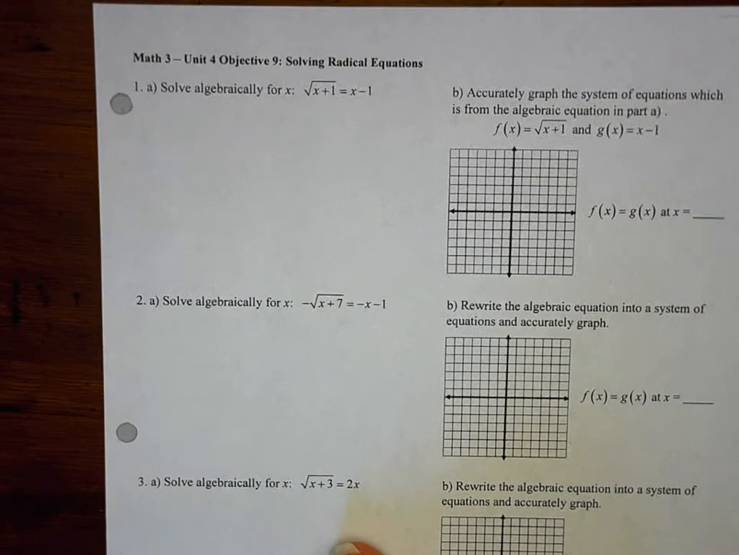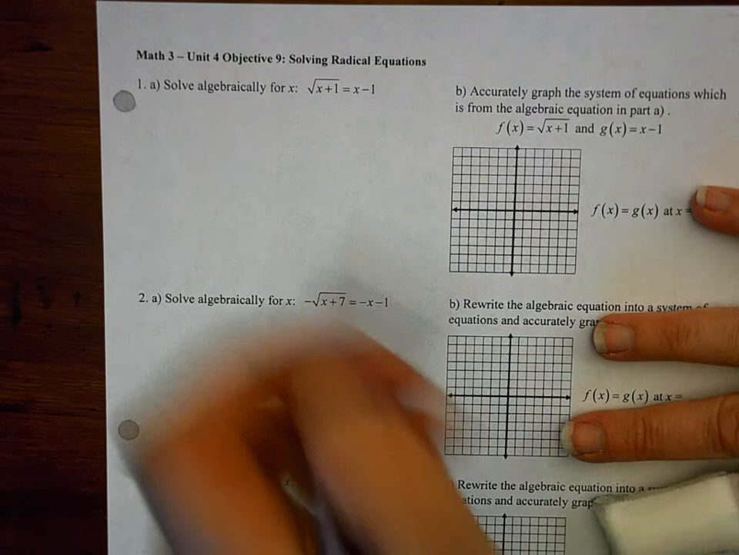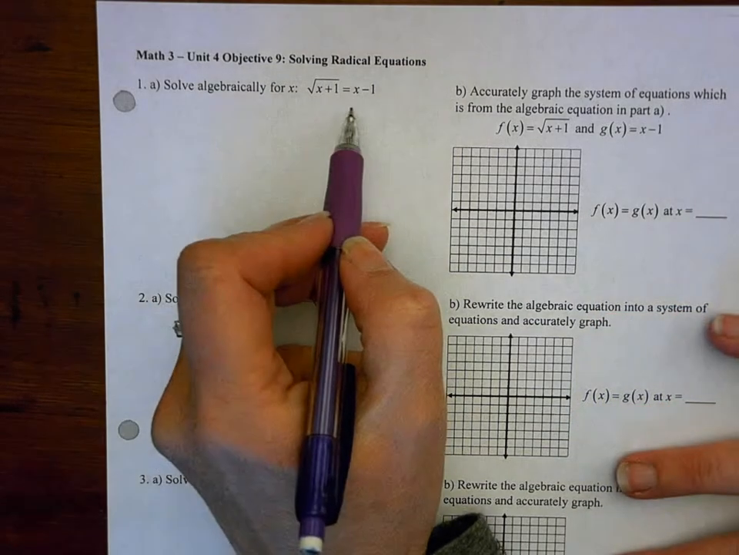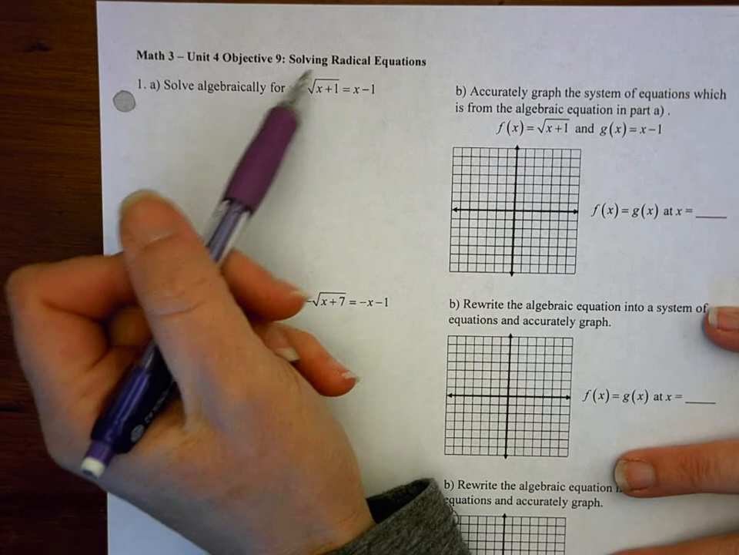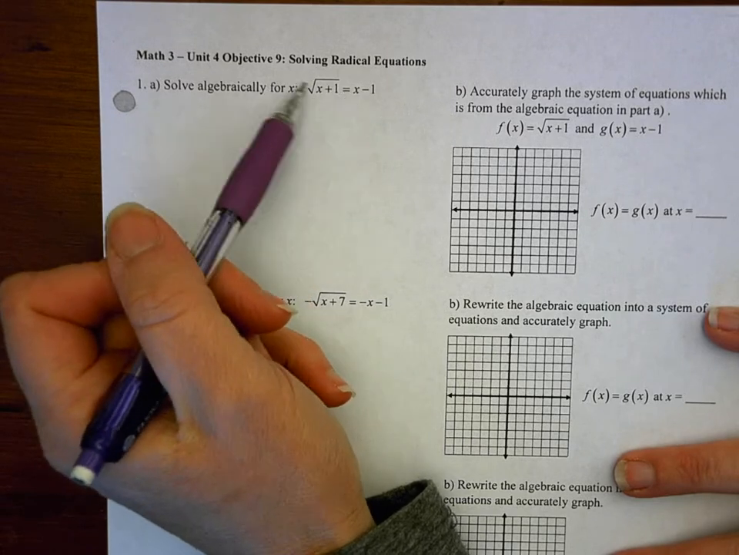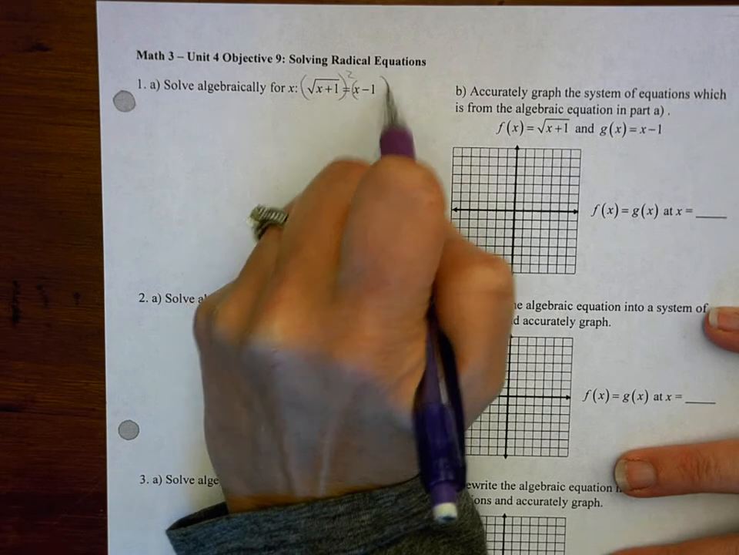Okay, so this is Unit 4, Objective 9, homework help. So I'm going to start with question number 1. I have to solve algebraically. I'm going to isolate the radical as step 1. The radical is already by itself, no numbers outside of it. So then I'm going to square both sides.